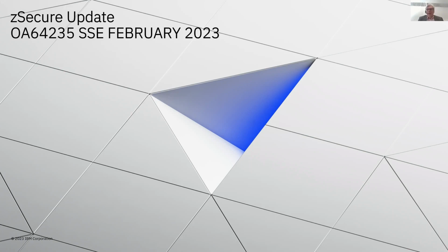Okay. Today I thought I'll just talk about the software update that's coming out this week or next week, something like that. The APR number is here on the screen. We call it the Service Stream Enhancement, SSE, and basically it's the February 23 SSE. Of course, there's actually more than one APR number because there's several software pieces involved, but this is the main one.